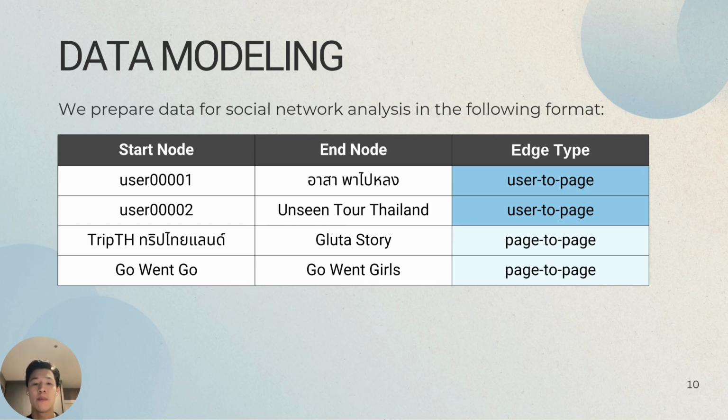For instance, we model interactions such as user to page, where a user follows a tourism page like Asa Papailong or Unseen Tour Thailand. Additionally, we included page-to-page connections to capture relationships between pages. For example, Tip Thailand follows Kuta Story and Go Wen Go follows Go Wen Go. This format allows us to explore both individual level and page level dynamics, providing a holistic view of the network.